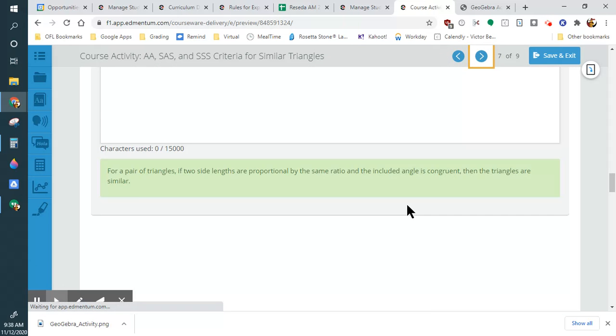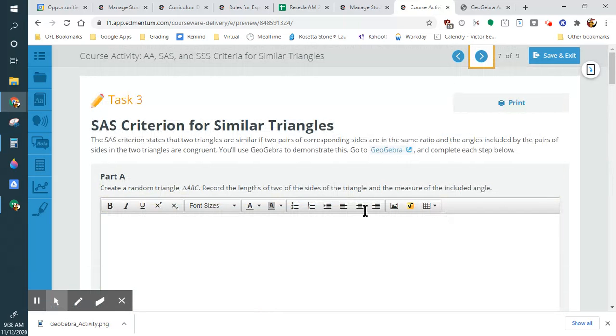So now I want to do it for side angle side. So I'm going to create another random triangle and I want to record the lengths of two sides and one of the included angles. What it means by included is it means don't do this. I'm going to measure this, I'm going to measure this, and I'm going to take this angle. Obviously, because it says included, you want to get this angle, not this angle or this angle.